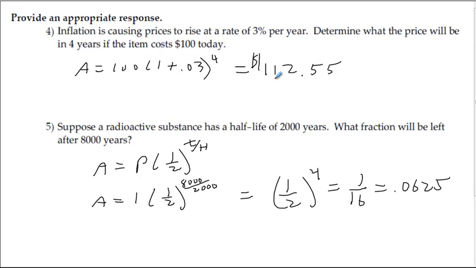Number 5, there's the half-life formula. So instead of the base being 1 plus R, it's just 1/2, because we're using factors of a half. And we're going to start with P, which is just whatever it is. I'm just going to use 1, like 100% of what we start with is just 1. The time is 8,000 years, but the half-life is 2,000. So that's where the H goes, 2,000. So really we're going to have 4 half-lives. So it's going to have 4 times, which is really 1/2 to the 4th power, or 1/16. So there should be about 0.0625 or 6.25% of the substance left, or 1/16.